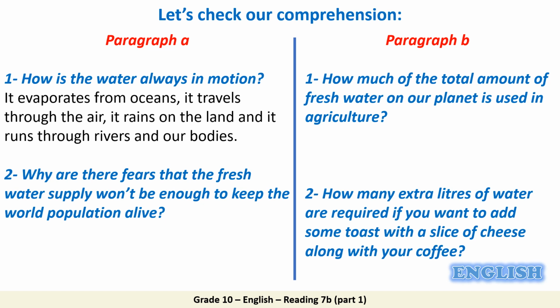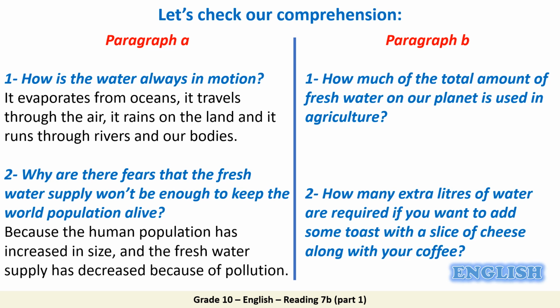Good. So it evaporates from oceans, it travels through the air, it rains on the land, and it runs through rivers and our bodies. What about question 2? Why are there fears that the fresh water supply won't be enough to keep the world population alive? Excellent. Because the human population has increased in size and the fresh water supply has decreased because of pollution. Now let's move on to paragraph B.